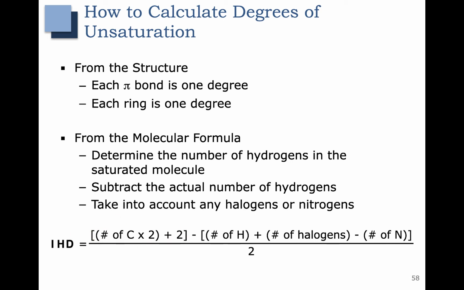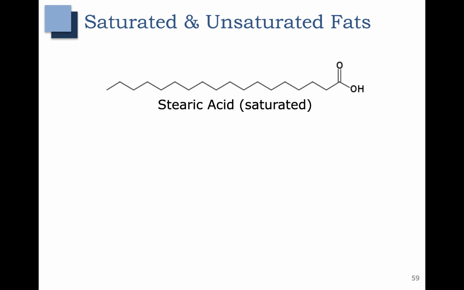Then you are subtracting the actual number of hydrogens, right here. If you have a halogen, you treat it like a hydrogen, so any halogens you would add in here. If you have a nitrogen, however, you would have to subtract a hydrogen. Remember that 2 hydrogens equals 1 degree of unsaturation, so of course you have to divide all of this by 2. We can apply saturation and unsaturation to biomolecules.